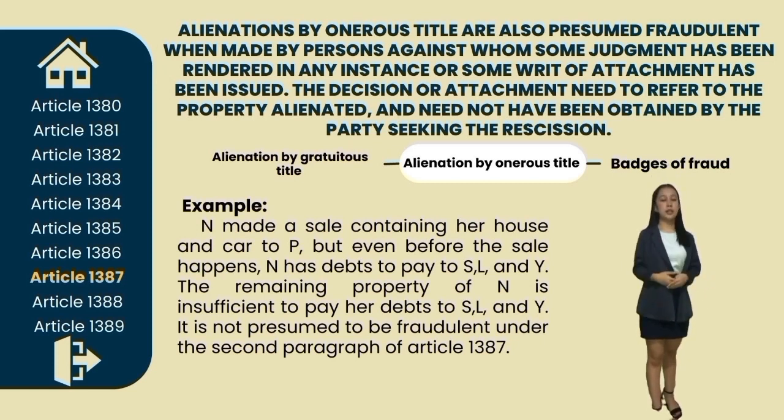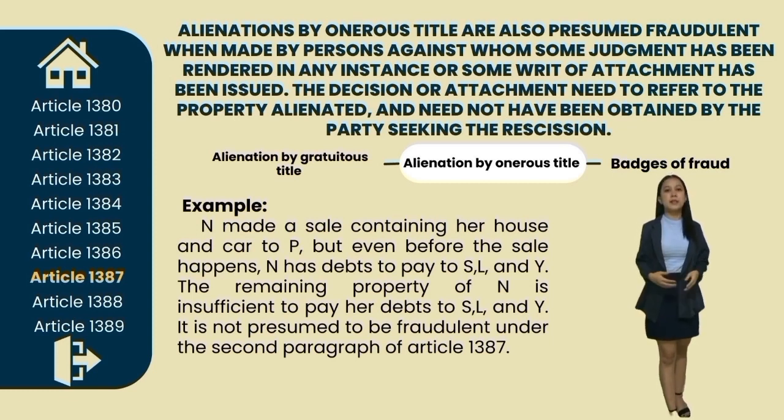In this situation, under the second paragraph of Article 1387, the sale to P is not presumed fraudulent. The creditors of N, which are S, L, and Y, must show that the conveyance will prejudice their right. The presumption of fraud will only arise if the sale is made by N after some judgment has been issued against her.